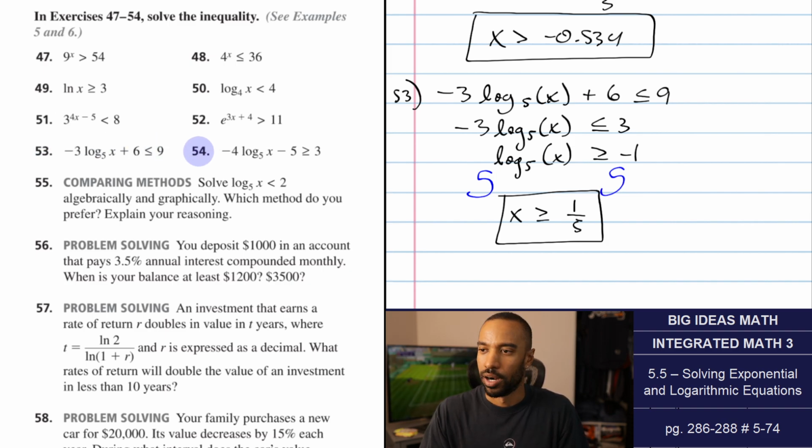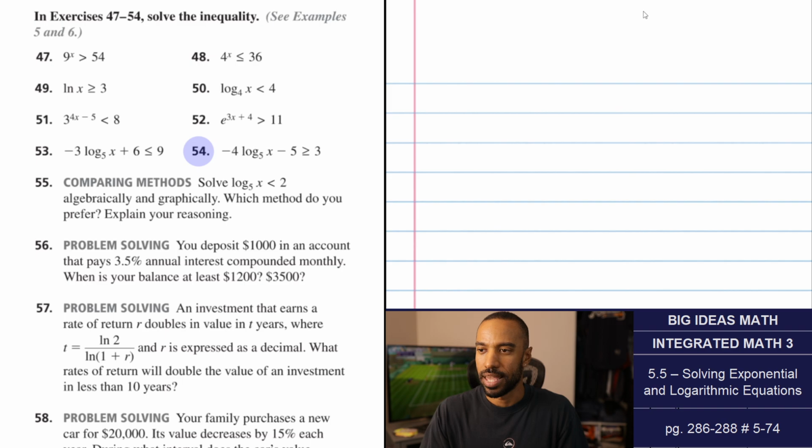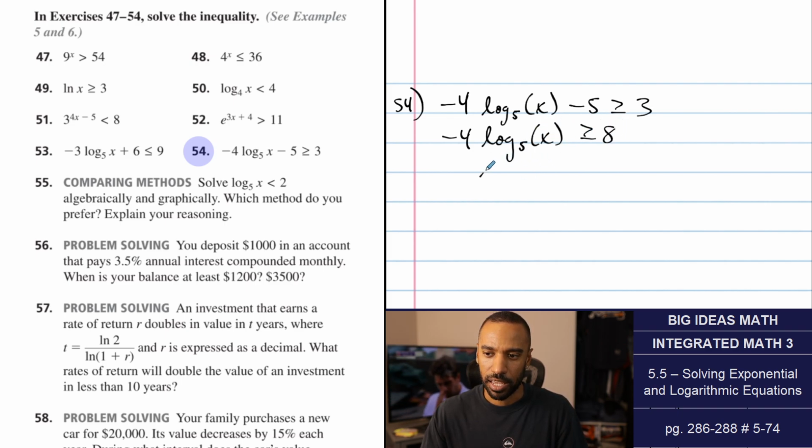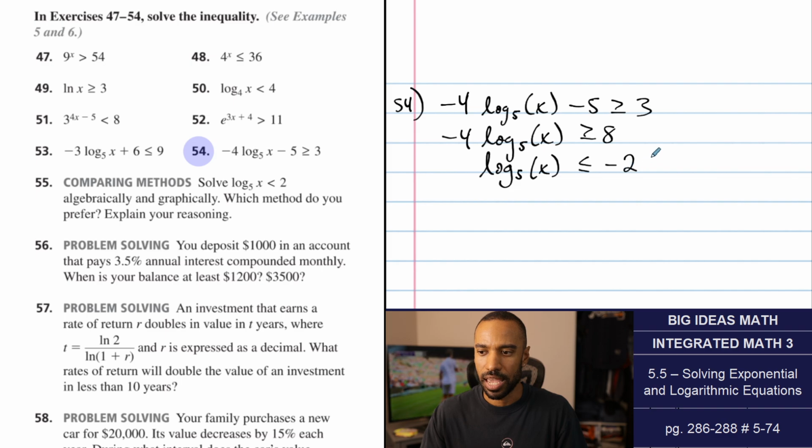Number 54, we have negative 4 times the log base 5 of x minus 5 is greater than or equal to 3. Looks like another dividing by negative is going to happen here. Let's first add 5 to both sides. And we'll divide by negative 4. This will flip our inequality from greater than or equal to less than or equal to. So less than or equal to negative 2.